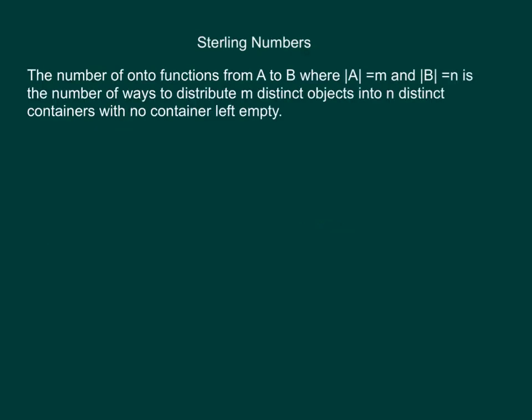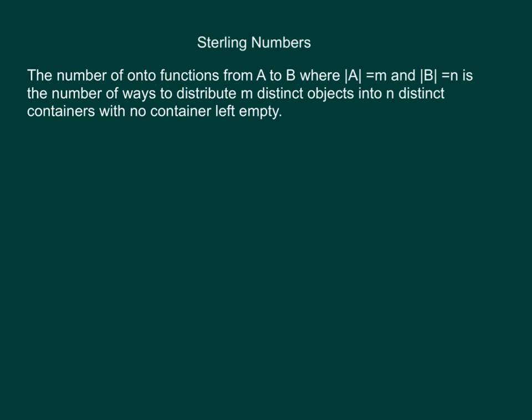First, we have this observation. The number of onto functions from A to B, where the cardinality of A equals m and the cardinality of B equals n, is the number of ways to distribute m distinct objects into n distinct containers with no container left empty. Again, this is an onto function.